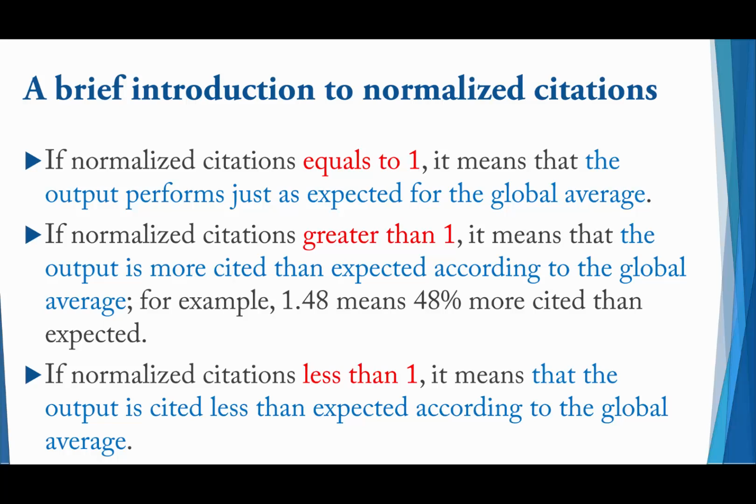For example, 1.48 means 48% more cited than expected. If the result of normalization is less than 1, then it means that the output is cited less than expected according to the global average. For example, 0.8 means 20% less cited than expected.